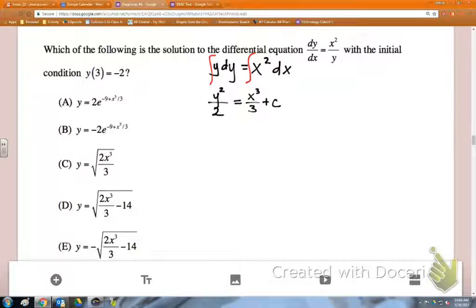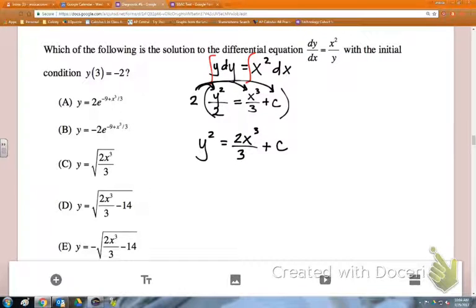Solve for y first. Okay, what's the first thing I need to do in order to solve for y? Multiply by 2 on both sides. So I'm going to multiply by 2 here, here, and here. So 2 times y squared over 2 is just y squared. 2 times x cubed over 3 is 2x cubed over 3. And 2 times a constant is what? A constant. So notice that I'm not going to write 2c, I'll just write c.